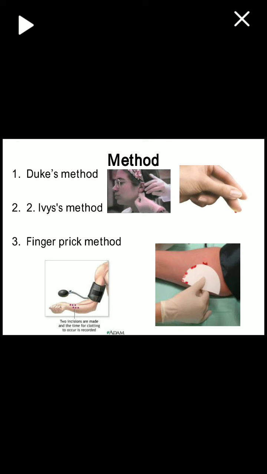In the Ivy's method, what picture you are seeing, we use a sphygmomanometer cuff which is tied on the arm, and then we make small incisions, punctures on the forearm, and then the punctures will give small hemorrhagic spots. For every 30 seconds you go on seeing the bleeding time, at what time it will stop. So Ivy's method is the standard method of doing the bleeding time, but even then we don't use it regularly in our day-to-day practice.